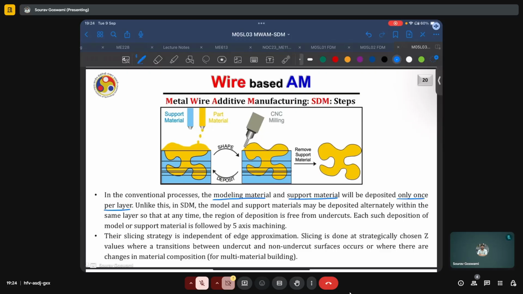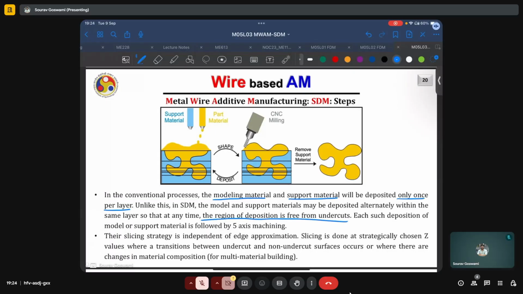However, in shape deposition modeling, the model and support materials may be deposited alternately within the same layer so that at any time the region of deposition is free from undercuts. Each such deposition of modular support material is followed by 5-axis CNC milling, which is what is responsible for the very good finish and tolerance.